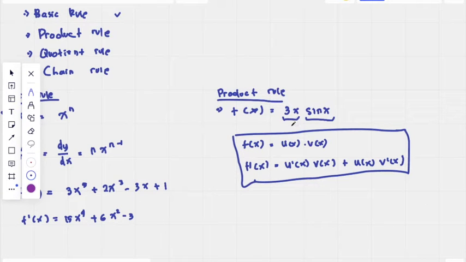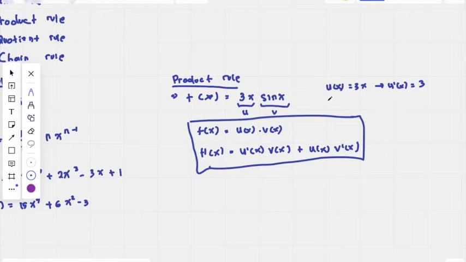Okay, now we have this function. Suppose this one is u and this one v, right? And then the first derivative of u: if u(x) equals 3x, then the first derivative, u prime of x, equals 3. And then if v(x) equals sine x, then the first derivative, v prime of x, equals cos x. You can check the table of derivatives of trigonometric functions.